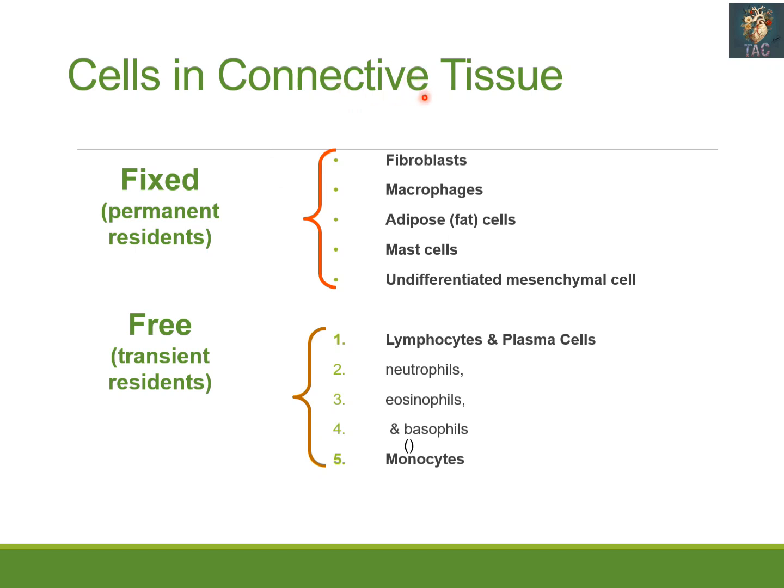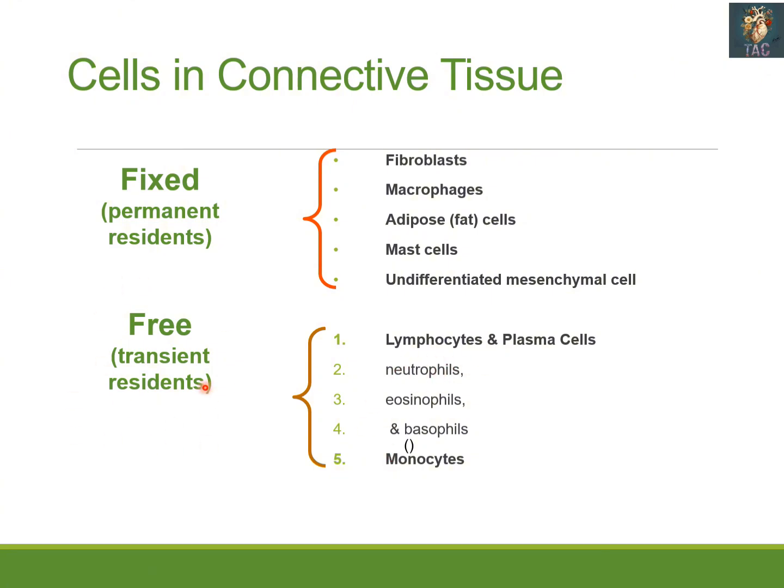Now, the cells which are present in the connective tissue: there are two types of cells. One is fixed or permanent residents, and the other is free or transient residents. Out of the fixed, the fibroblasts and myofibroblasts are the most common, then the macrophages, the adipose or fat cells, the mast cells, and undifferentiated mesenchymal cells. And the transient residents depend upon the condition, whether there is inflammation present or an immune response. So they migrate from the blood to the connective tissue.